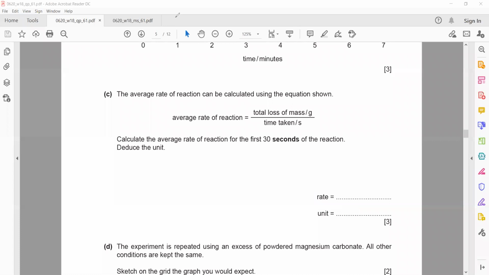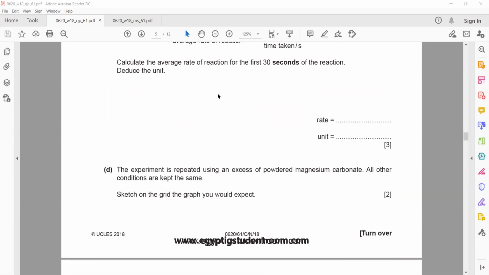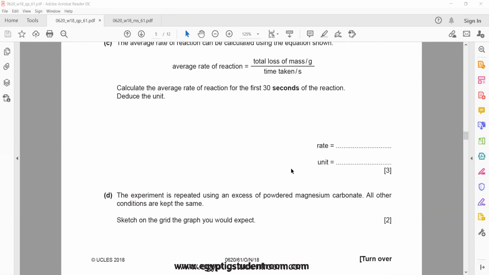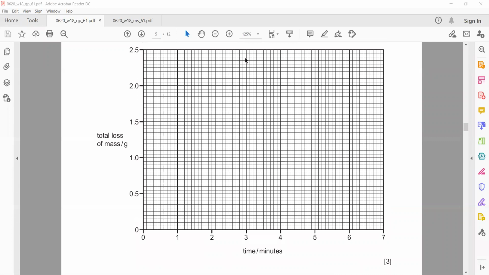Then the experiment was repeated using an excess of powdered magnesium carbonate. All other conditions the same. So already magnesium carbonate was in excess, but it's now powdered. So how will it affect the shape of this graph? Use the screen annotation to complete this.